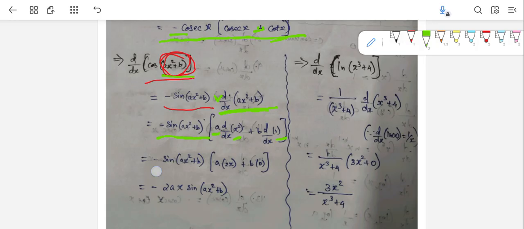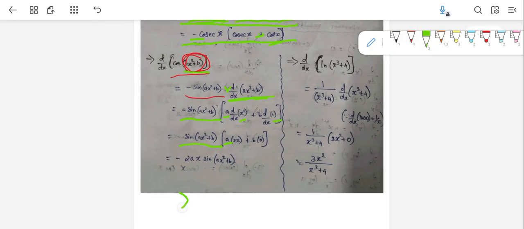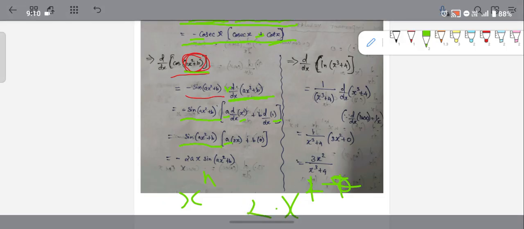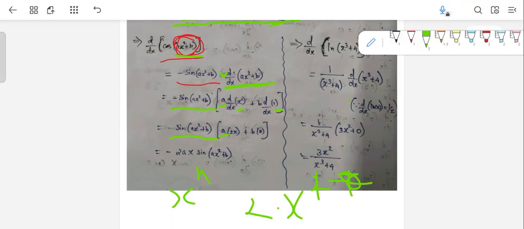In the next step, the same as it is, you can write a d by dx of x square, 2x. For x square, use that formula, guys, x power n. X power n means n into x power n minus 1. So x power 2 means 2 into x power 2 minus 1. 2 minus 1 is nothing but 1 only, right? So 2x is the answer for x square. So a into 2x plus b into 0. Why? Because 1 is a constant, so when you differentiate that, you will get 0.